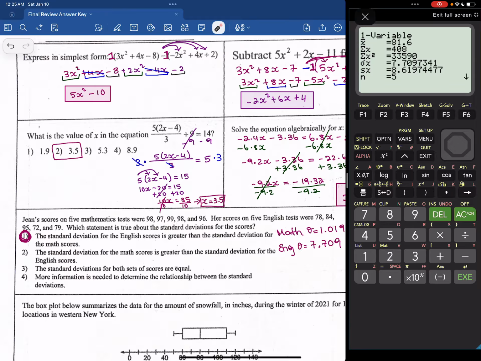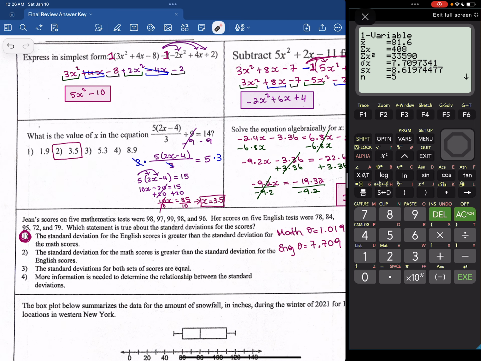However, if you look at her English scores, we went from 78 to 84, all the way to 95, and then back down to 72. So there are more gaps between her English scores. It's spread out more. So we would expect the standard deviation for her English scores to be higher. So without calculating, you could have seen that choice one would have been the answer, because the standard deviation for her English scores is greater because the scores are spread out.